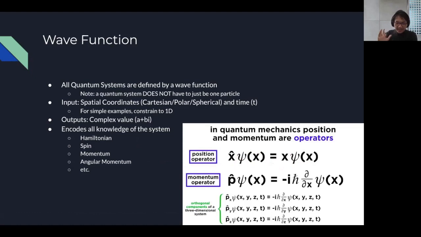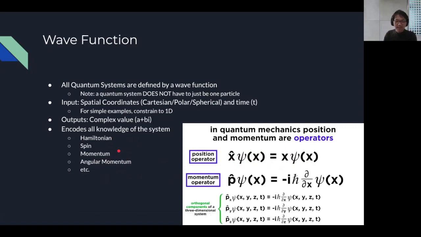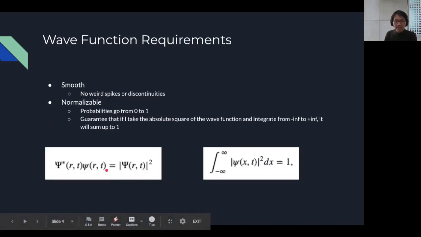So it takes some Cartesian values, some component of time, and for our output we get some complex value. And that complex value, depending on a number of manipulations, encodes all the knowledge, or all these physical observables. Observable is the actual term that we use in physics about the system.